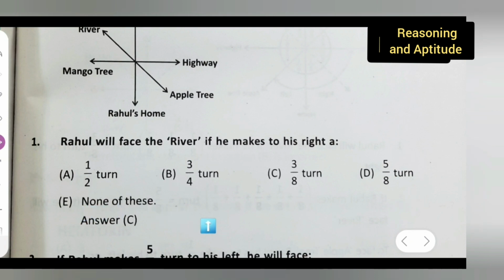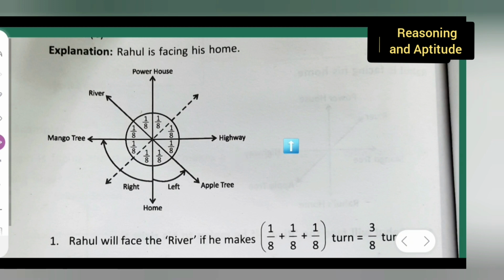So basically the correct option is option C. Now why is option C the correct option? Let us see. Rahul is facing towards the river, right? In the explanation it was given that Rahul is facing his home. And the main concept was that Rahul will face the river if he makes a right turn. So first it is home. If he makes the right turn, what is it? River, it will make 2, 3.